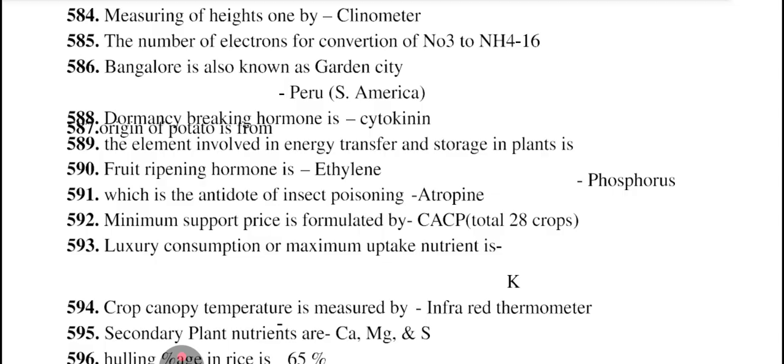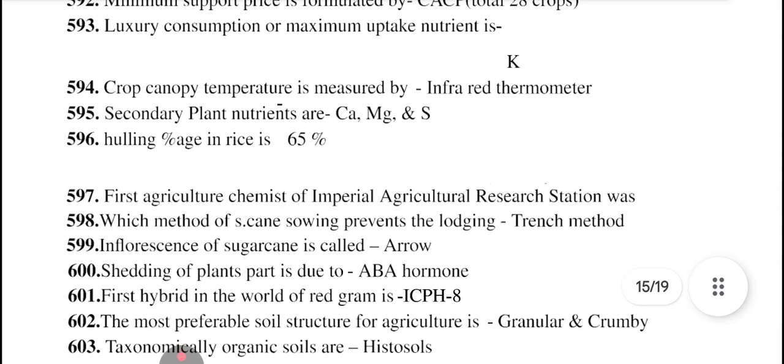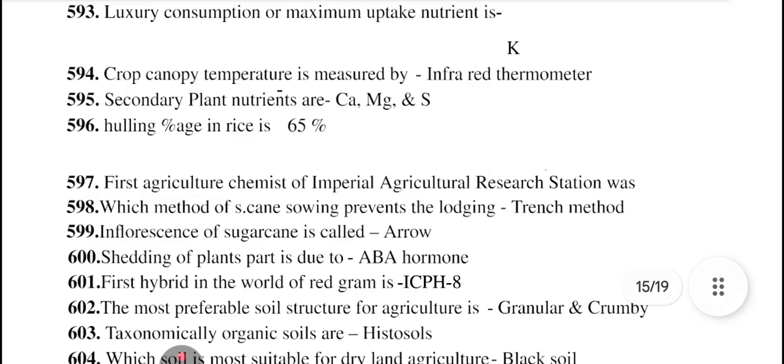Antidote of insect poisoning is atropine. Minimum support price is formulated by CACP for total 28 crops. Luxury consumption or maximum uptake nutrient is K or potash. Crop canopy temperature is measured by infrared thermometer. Secondary plant nutrients are calcium, magnesium and sulfur.